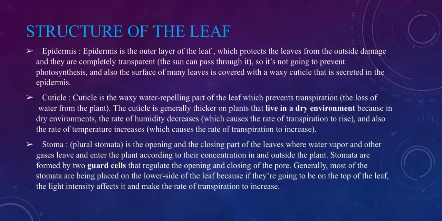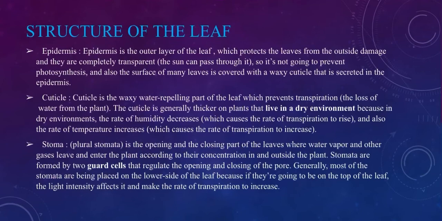Generally, most of the stomata are placed on the lower side of the leaf. And why? Because if they were on the top of the leaf, the light intensity would affect them and make the rate of transpiration rise. So as I said a moment ago, in the morning, when we can see the sun with our naked eye, it is noticeable.